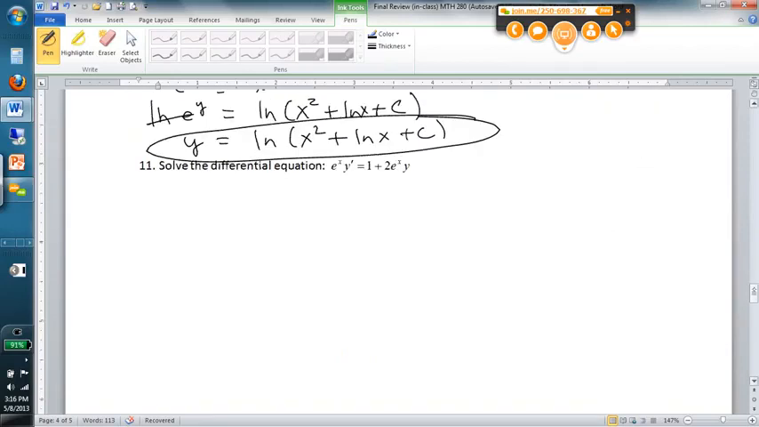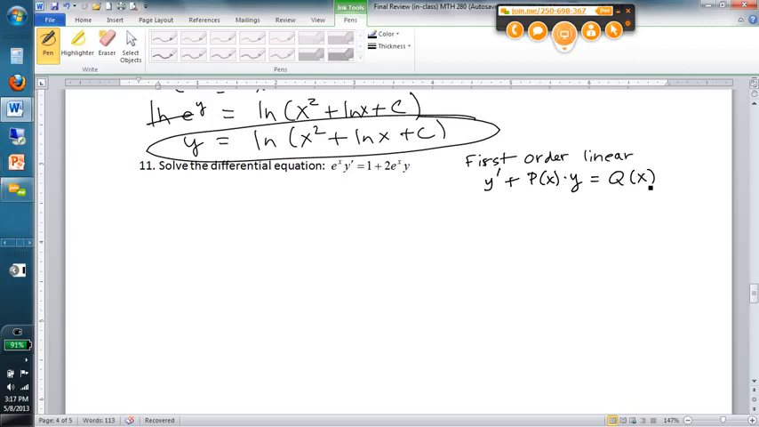Number 11, though, is the other variety. That is not separable. If I tried to separate that, I've just got a big mess. This is a first-order linear differential equation. Now, the preferred format of a first-order linear differential equation is what? Y prime by itself plus some function of x, p of x, times y equals some function of x on the other side. That's our preferred form, right? Remember that?